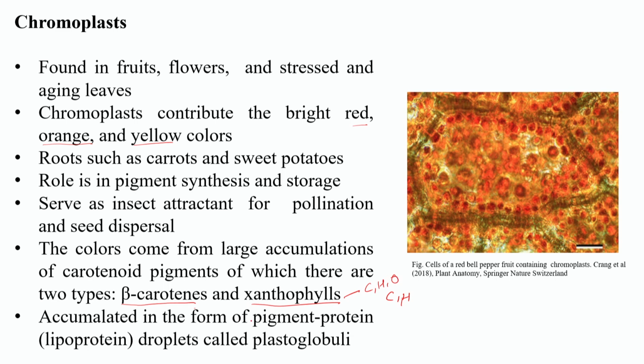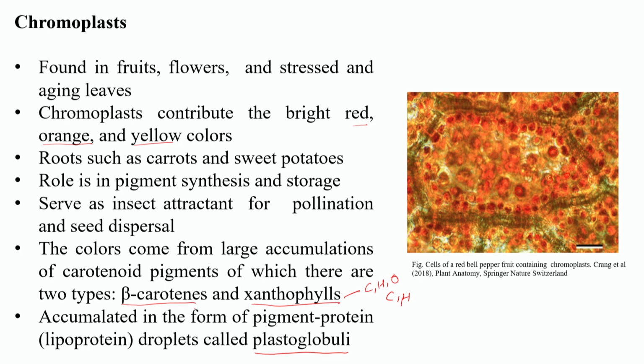So, these pigments are accumulated in the chromoplast in the form of pigment protein droplets. That is, pigment is basically lipophilic in nature, and proteins form a droplet, and this is known as plastoglobuli. In this figure you can see large pigment droplets present in this chromoplast.